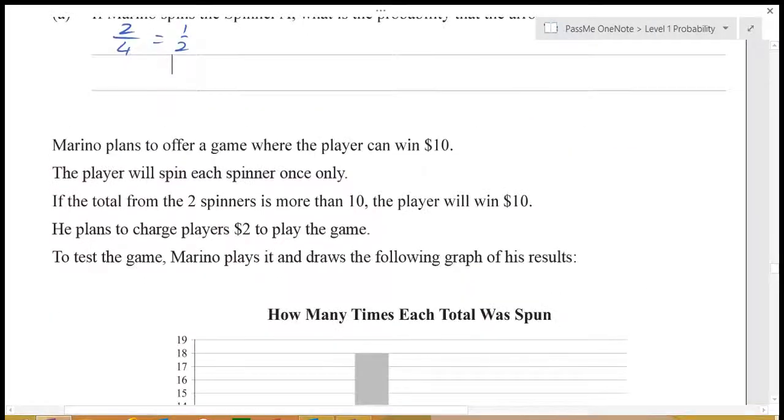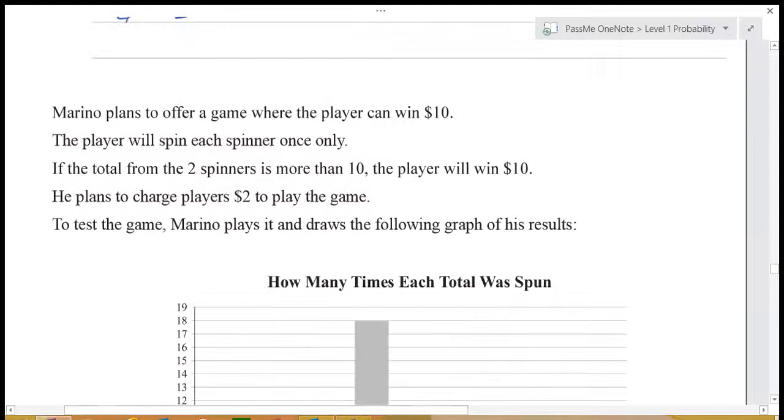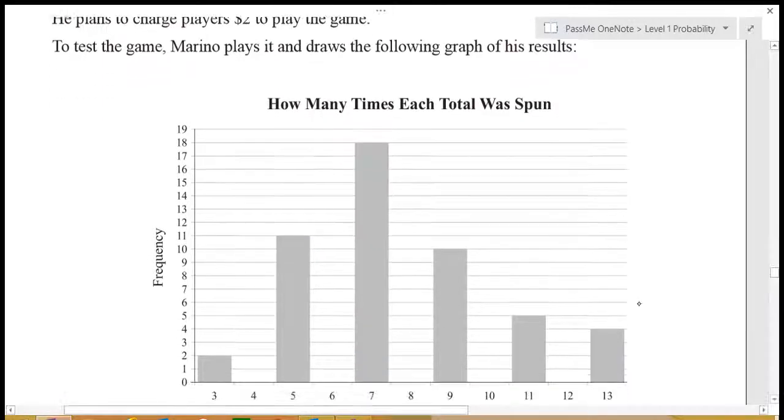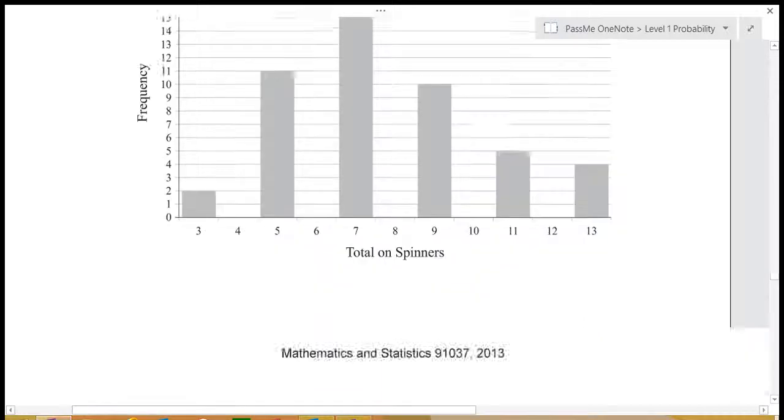Question B: Marino plans to offer a game where the player can win $10. The player will spin each spinner only once. If the total from the 2 spinners is more than 10, then the player will win $10. He plans to charge $2 to play the game. To test, Marino plays and draws the following graph of his results.